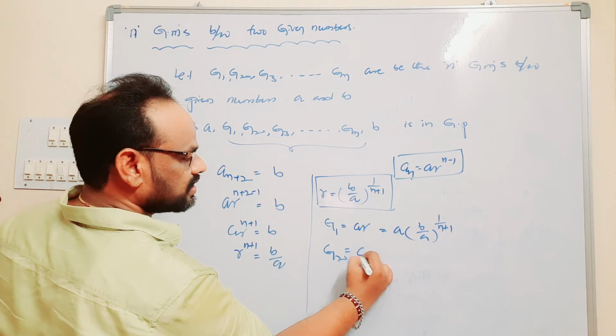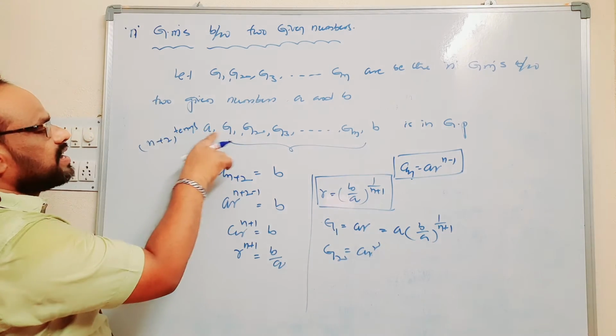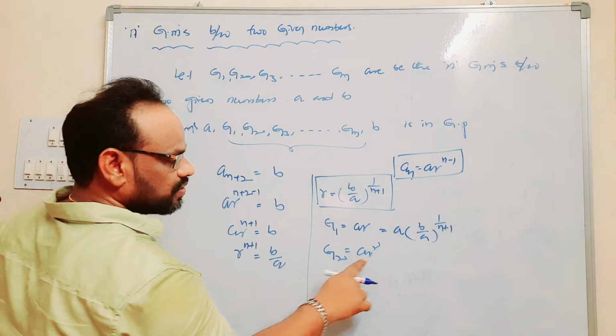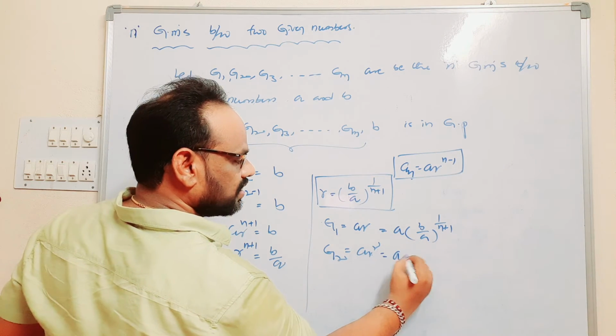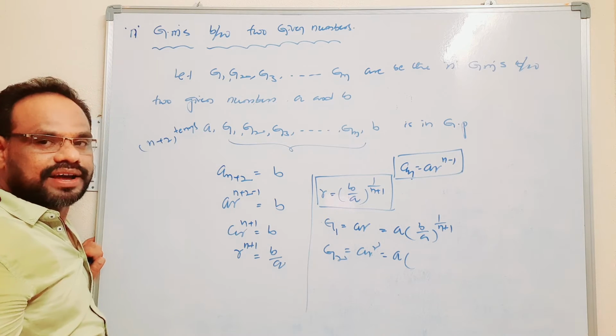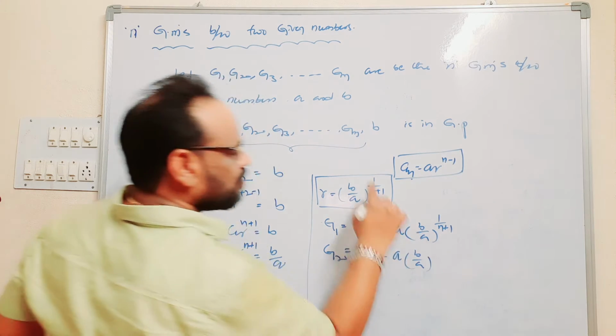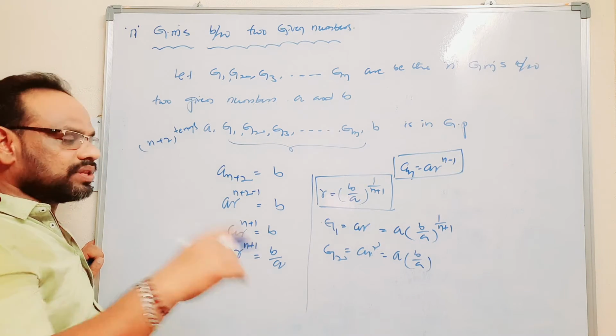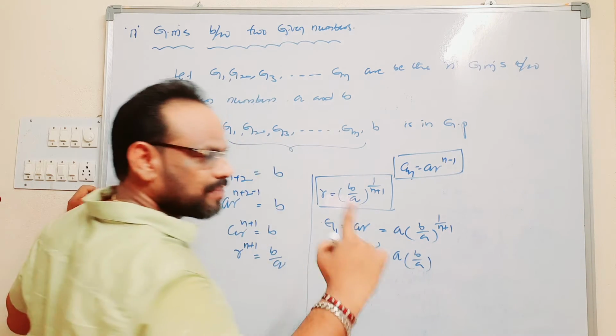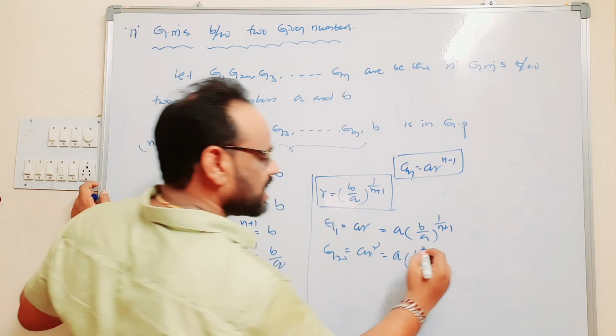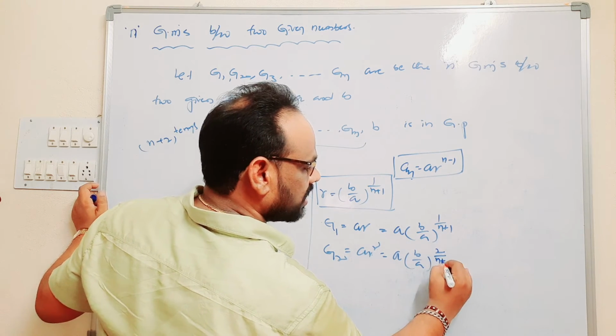We want G2. G2 position is AR square. So G2 is AR square, which is nothing but A into the common ratio R, which is (B by A) whole power 1 by N plus 1, whole square. Since (A power M) whole power N is equal to A power MN, it becomes 2 by N plus 1.